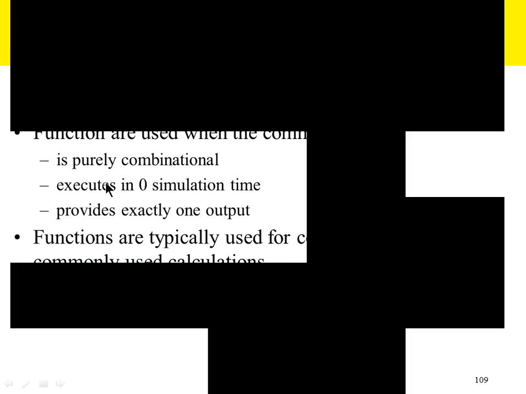Functions have certain limitations: they have to be purely combinatorial. Since there is no delay or timing event involved, I cannot really model sequential circuits inside a function. It always executes in zero time and it provides exactly one output. Functions are typically used for conversions and common use calculations. So functions are used for any combinatorial circuits, basic gates, adders, subtractors, mux, demux, encoder, decoder. Any combinatorial circuit, you can use a function. If you are going to develop a sequential circuit, then you have to go for a task if it is not part of the always block.